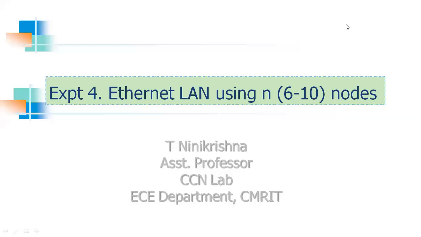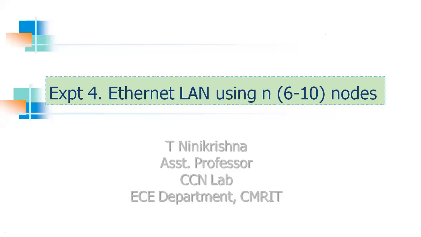Hi, this is the video for experiment number 4 in our CCN lab, part A experiments. This experiment is Ethernet LAN using N nodes, 6 to 10 nodes. The difference between experiment 4 and experiment 3 is that in experiment 4, we are observing the congestion which is happening at the receiver due to multiple traffic available from the sending side.